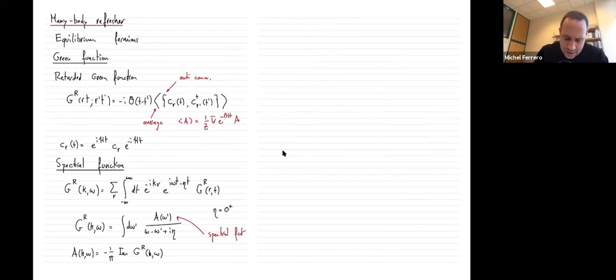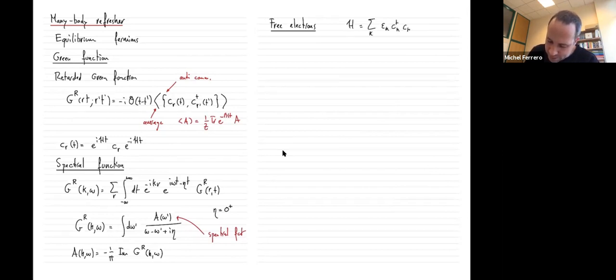So let me discuss. Those are formal objects, but it's useful to know what they look like in some simple examples. So let me just take the case of free electrons, which is quite important to remember. So let me just give you that example. And you can work out what the Green's function in that case looks like, and same thing for the spectral function. So I'll take a Hamiltonian, which is just the sum over k of epsilon_k c^dagger_k c_k.